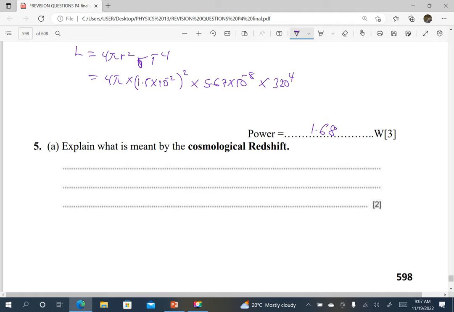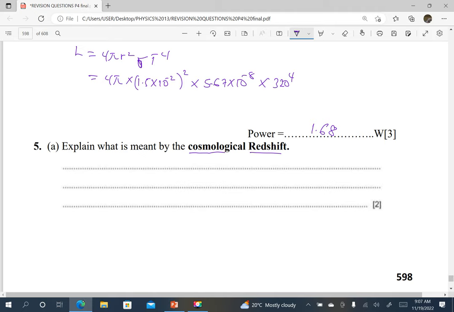Explain what is meant by the cosmological redshift, or simple redshift. What do we mean by the cosmological redshift? Light from distant galaxies is observed to be redshifted. In other words, its wavelength is observed to be longer and longer, because from the visible spectrum, red corresponds to the longest wavelength.